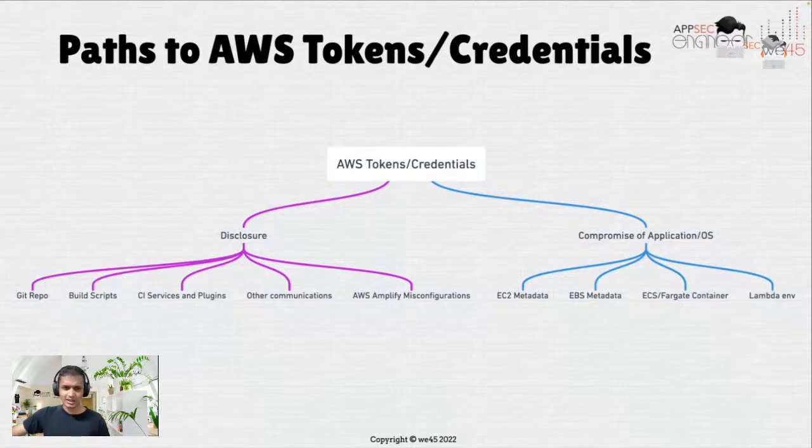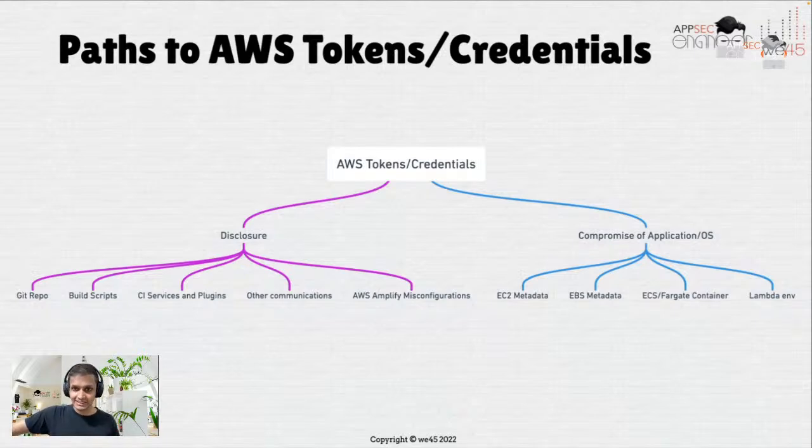And finally, you have other communications through which it can be compromised. And if you're using AWS Amplify, and if that is misconfigured, your credential can be compromised through that as well. But on the other hand, if an attacker manages to compromise an application or an operating system, they can go ahead and gain access to the tokens through metadata endpoints as well.